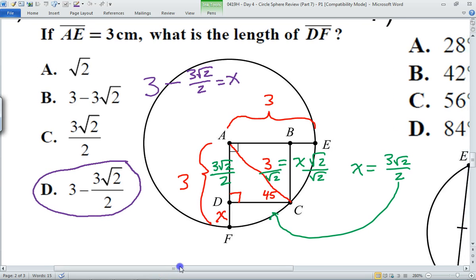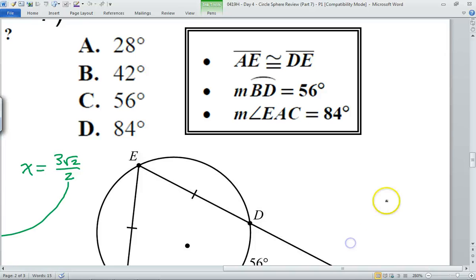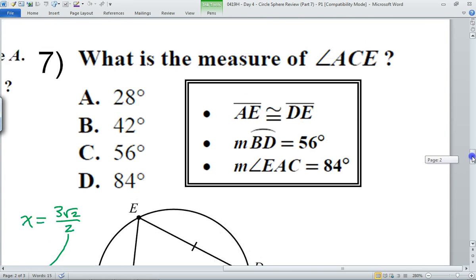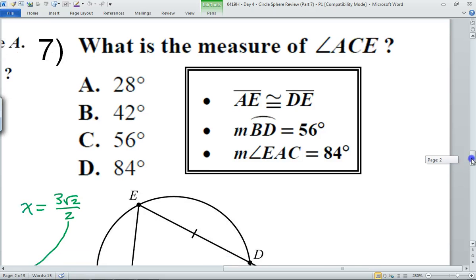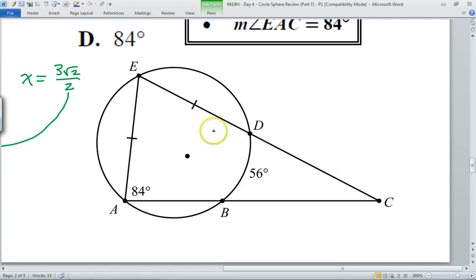All right, last problem from yesterday's worksheet. Okay, looking at this one. We are supposed to find the measure of angle ACE. So we're supposed to find this angle right here. I'm going to put a theta on it. That's almost a hint right there.